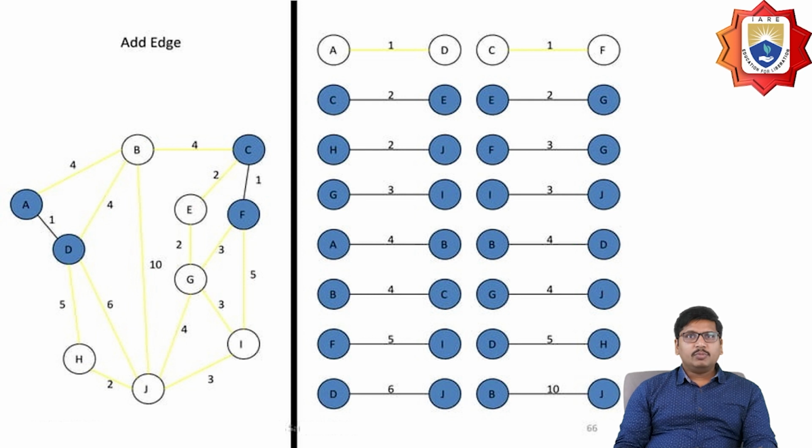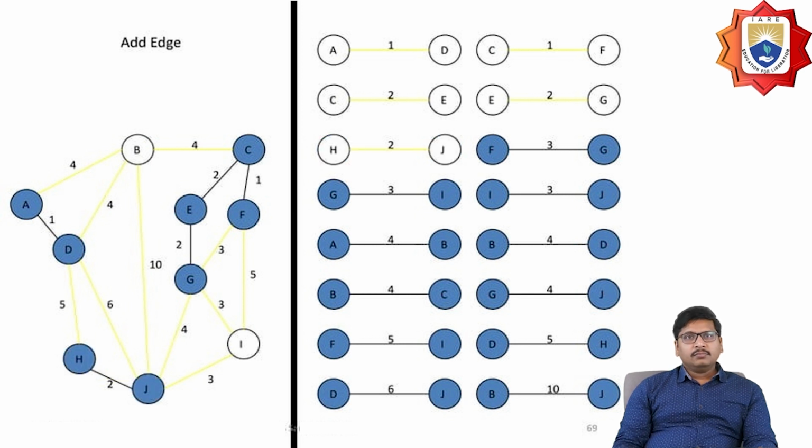And what is the next minimum weight? CE. So I have drawn CE also, so it does not form a cycle. And next minimum edge is EG. So EG is also drawn. And next minimum edge is 2, so that is HJ. And then next minimum edge is FG.